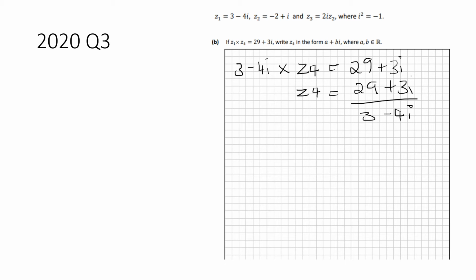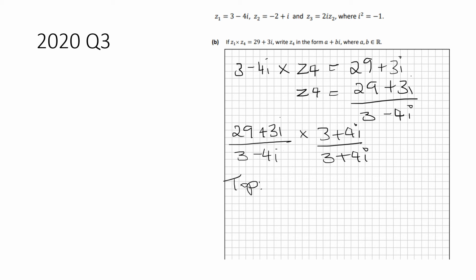So when you're dividing complex numbers, you need to do 29 plus 3i over 3 minus 4i, and then you just multiply the top and bottom, so the numerator and denominator, by the conjugate of 3 minus 4i, which is 3 plus 4i. So just change the sign on the imaginary, and then all you need to do is multiply top by top for your fraction. So 29 plus 3i times 3 plus 4i.